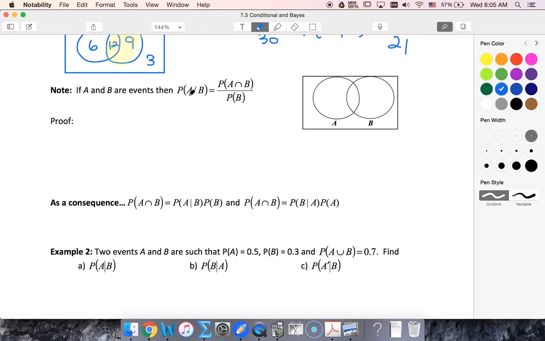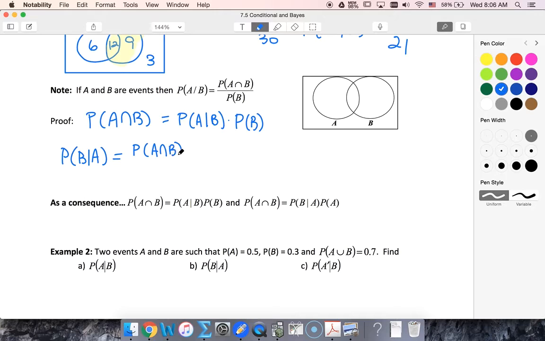So if I move this to the other side, then I have the probability of A intersect B is probability of A given B, and I'm not sure why this is this forward slash. It really should be straight up and down, times probability of B. But I can also think of the probability of B given A. So in this case, given A, I know that A has happened. B happens in the intersection. So that's going to be A intersect B, but now divided by probability of A.